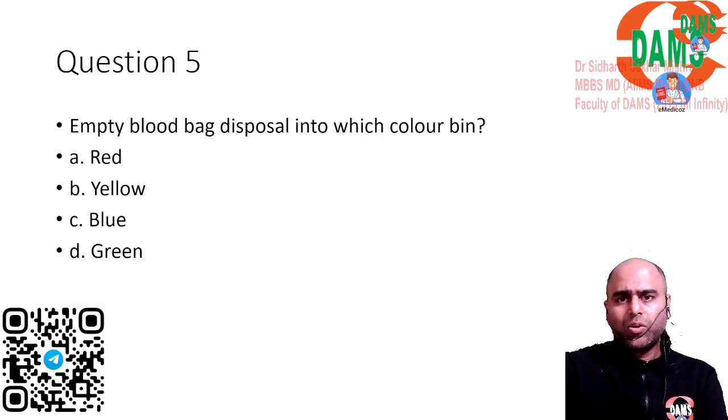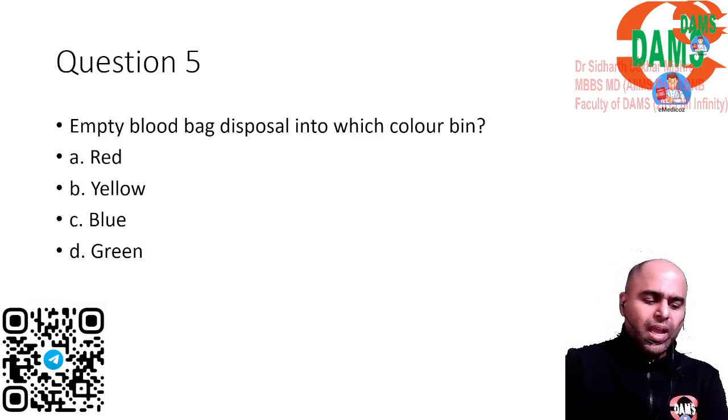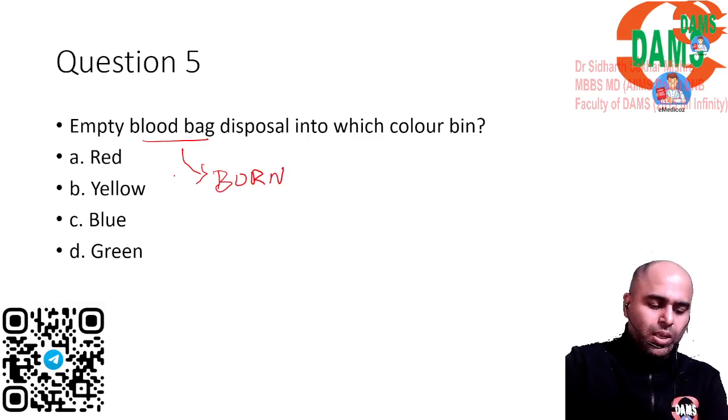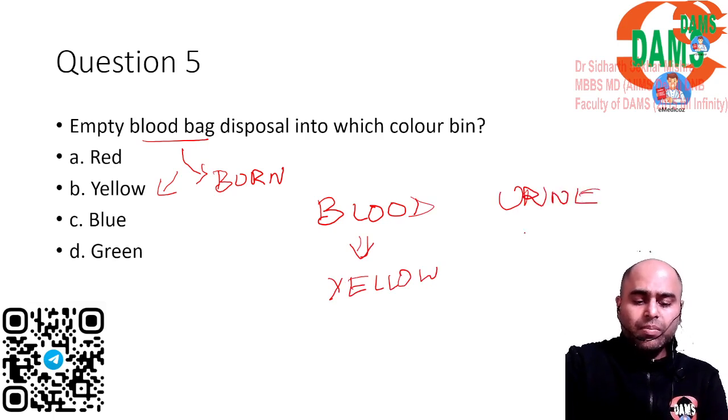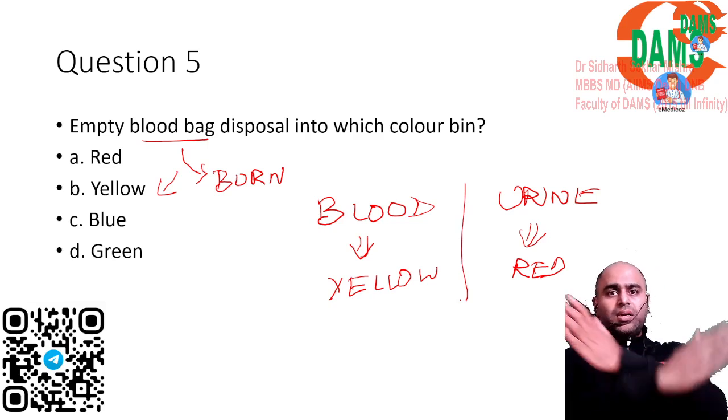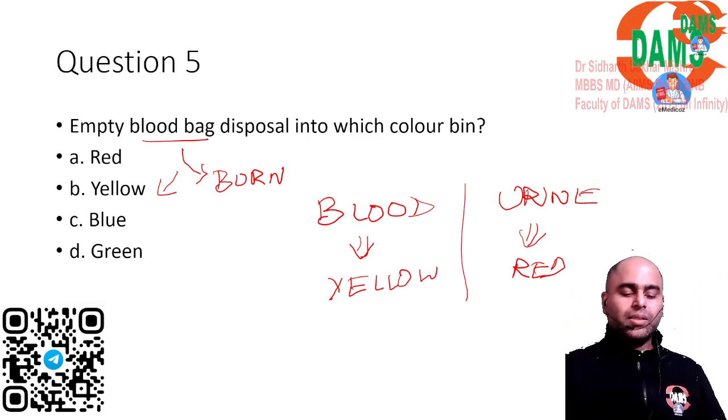Empty blood bag goes into? We are going to burn the blood bag, so it goes into yellow. Blood red in color but thrown in yellow, whereas urine bag yellow in color but thrown in red. So do not forget this crisscross which is happening.